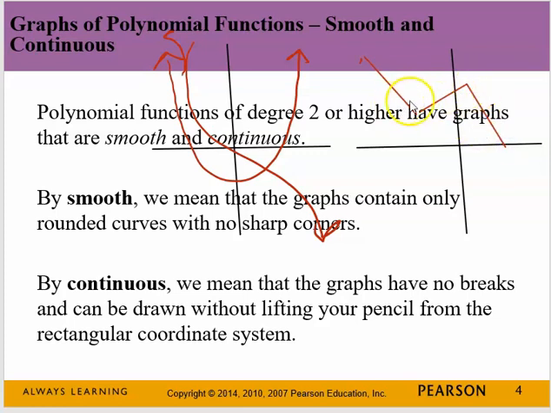So when they have sharp ends, this would not be smooth. And if you had a dot here and a dot here indicating the ends, that would not be continuous. So again, becoming familiar with vocabulary.